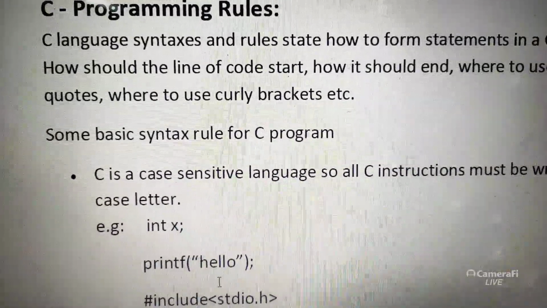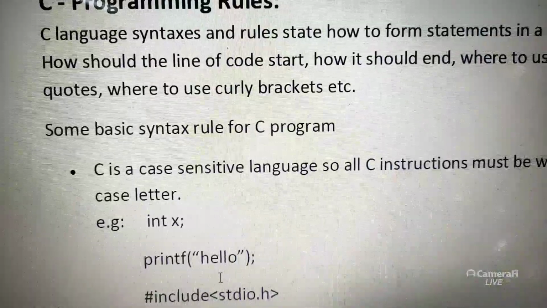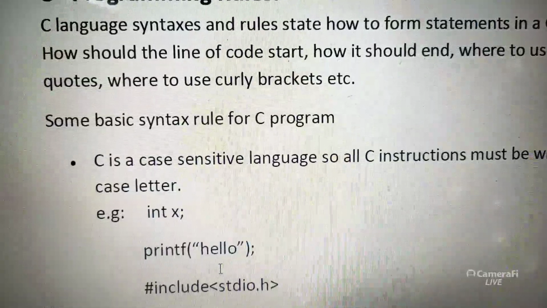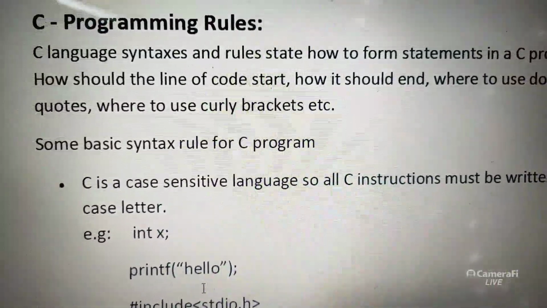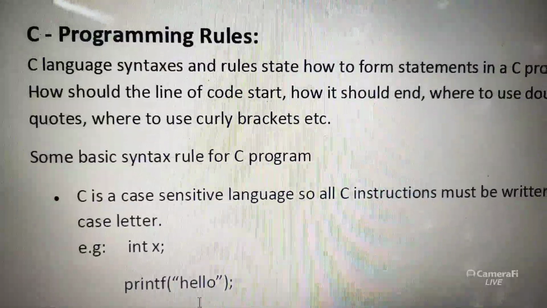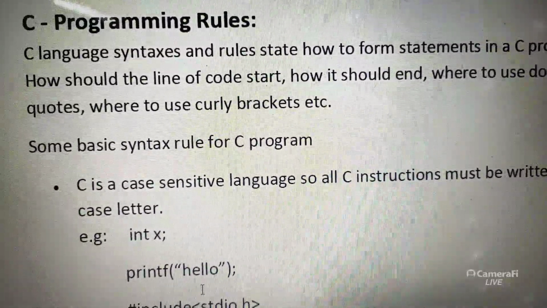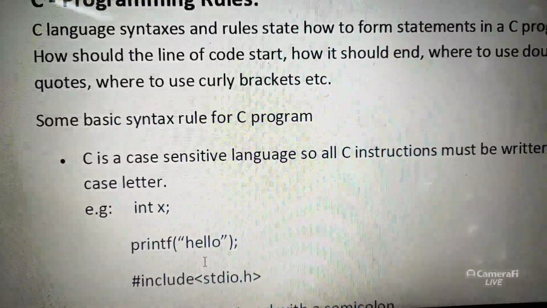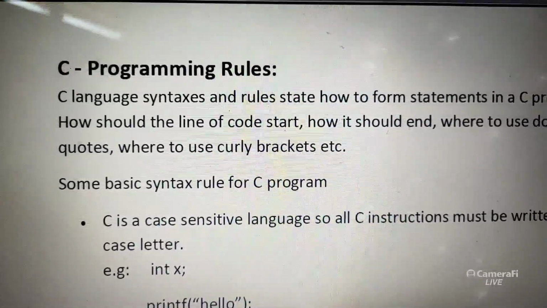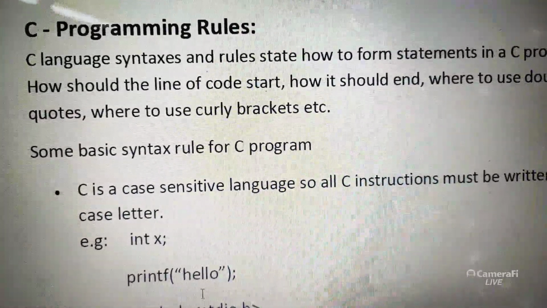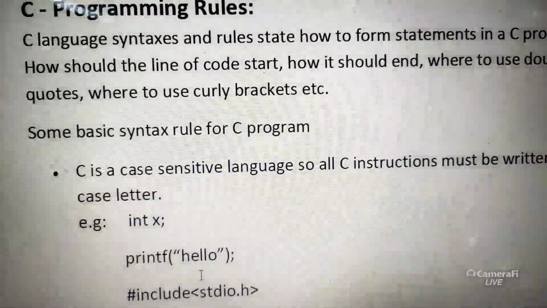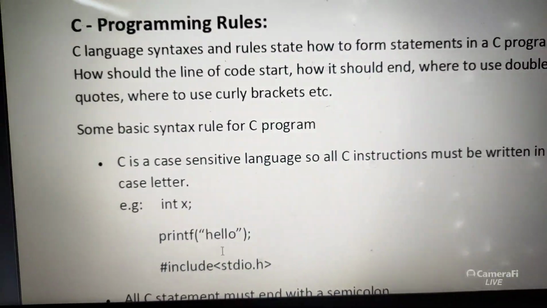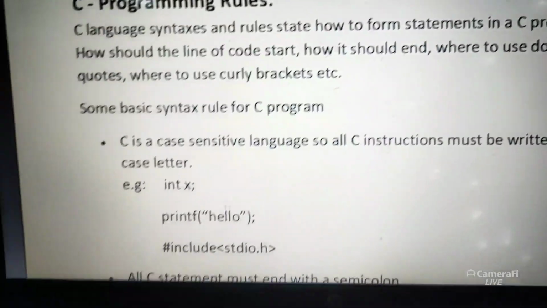Yesterday I discussed the ATM example. If you want to do money transactions with a machine, certain programs are there in the background so that you can do the transactions. With C you can write that kind of programs. So how should the line of code start, where should the line start, how should it end, where to use double quotes, where to use curly brackets. Certain rules will be there, some basic syntax rules for a C program.